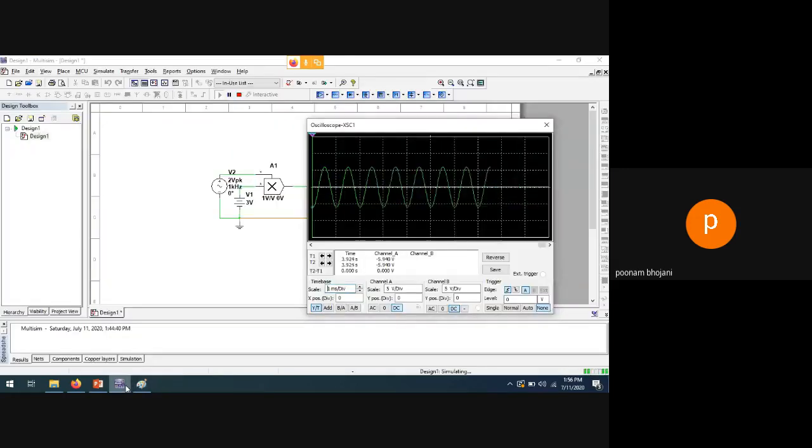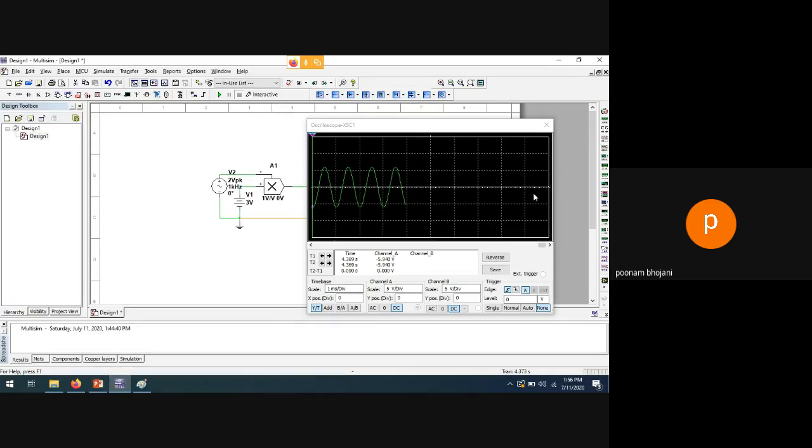So whenever you are adding DC plus AC, your AC signal will be shifted by the value of the DC voltage, and when you are multiplying DC into AC, you will get AC only, but the value of the amplitude will be multiplied. Is it okay, everyone? You must know this.